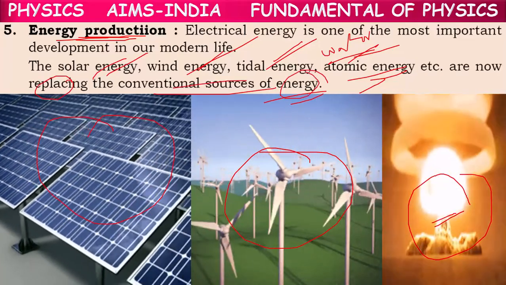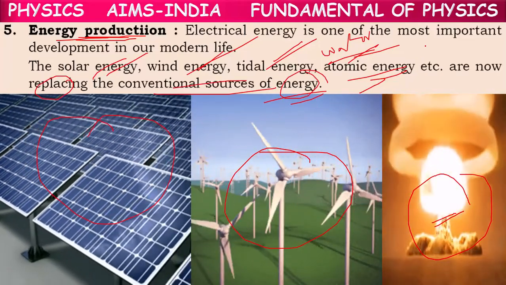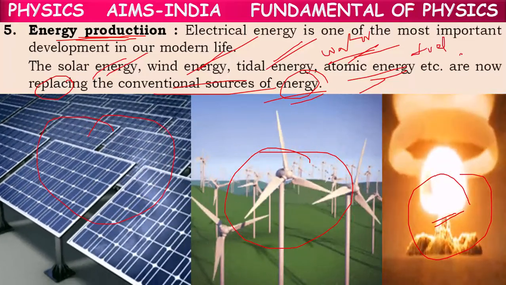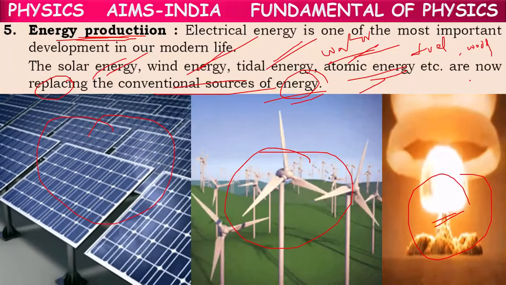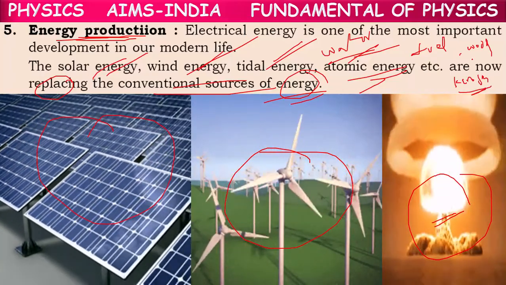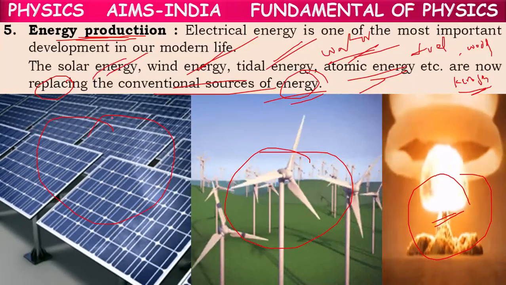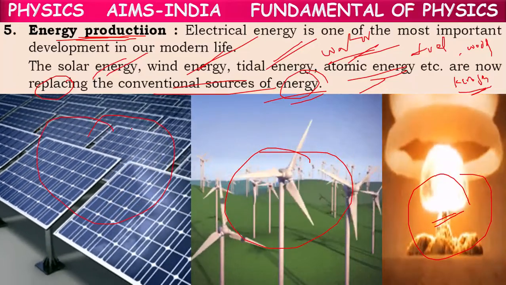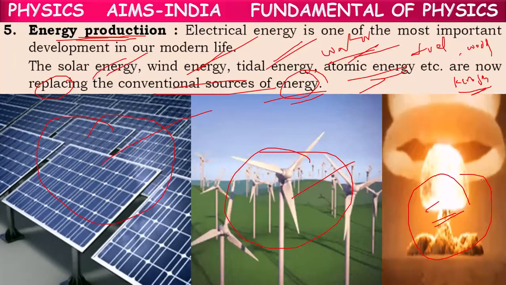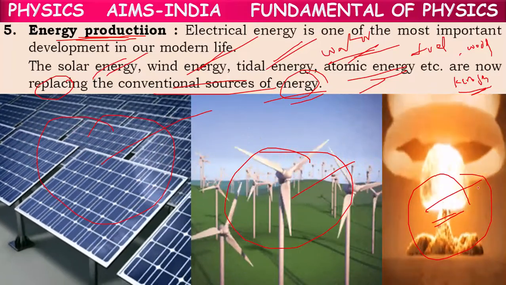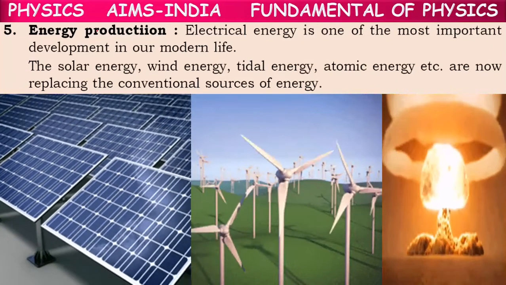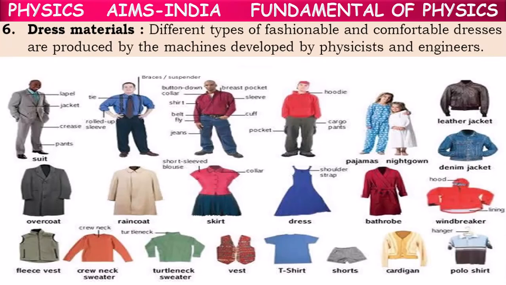In the olden days, the energy was only fuel like kerosene or wood, kerosene, sunlight. They were the olden days traditional source of energy. Now we are replacing them with solar panels, wind vanes, nuclear energies like that. So in the field of energy production also, physics has invented so many types of machines.